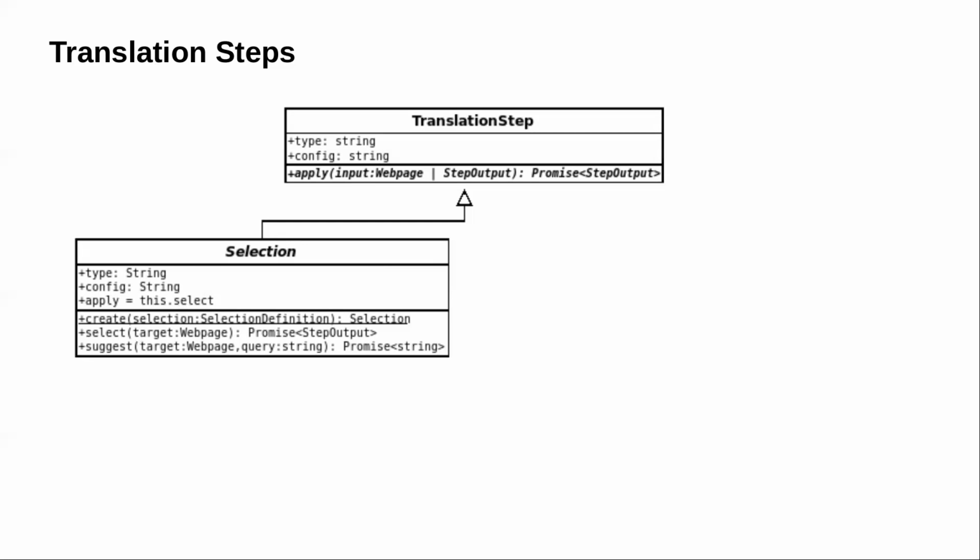Like we have a web page, we apply a selection step, and the output of the selection step is a list of strings that were selected from the web page using this selection step. This is what I call a step output. The step output, where you see it, is an array of strings. I'm going to skip some parts because otherwise we won't make it.